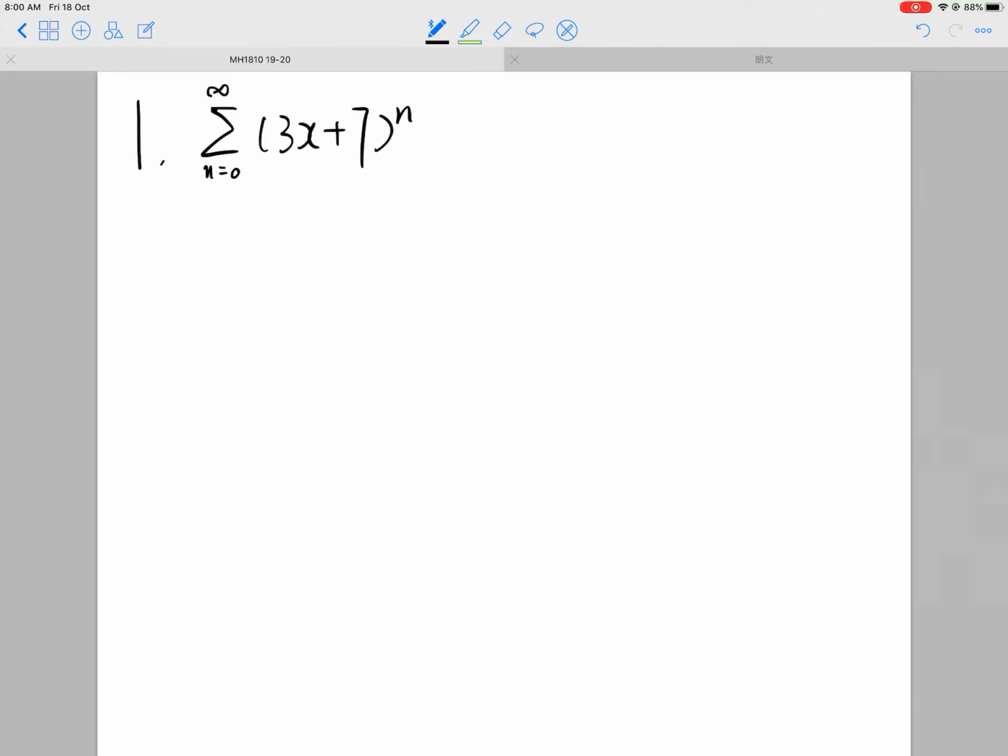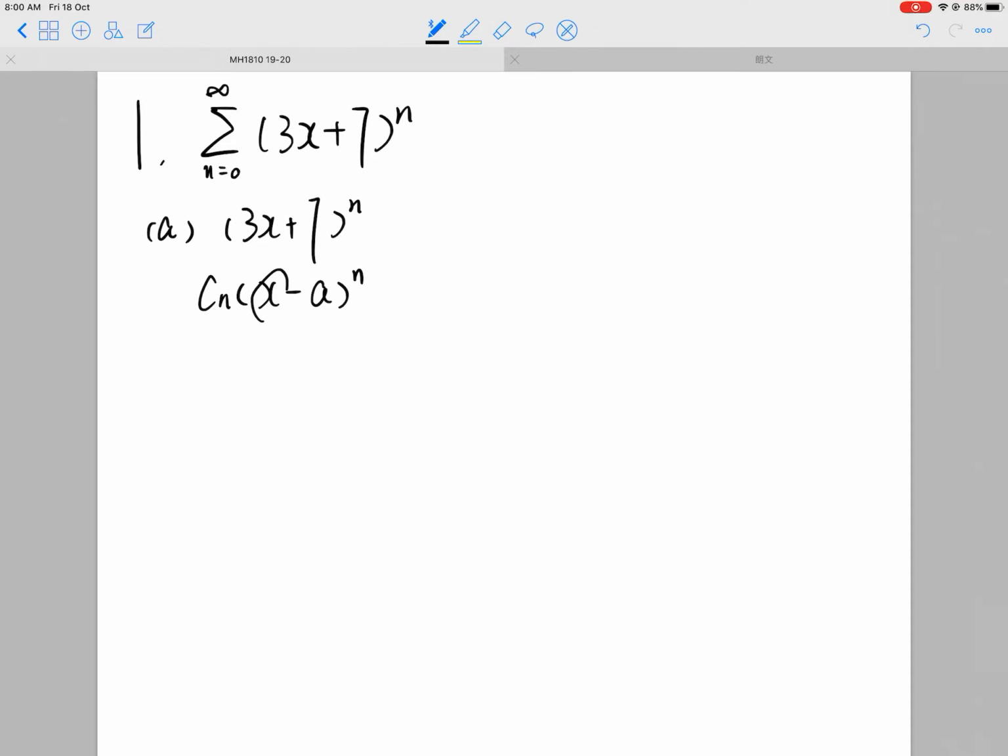Okay, question 1. We have a power series (3x + 7)^n. First, write (3x + 7)^n as Cn times (x - a)^n.